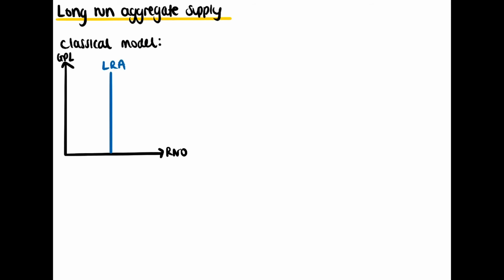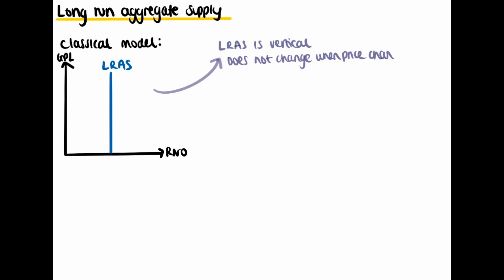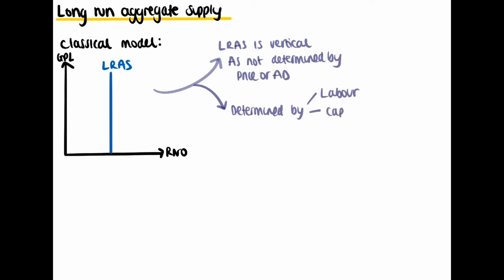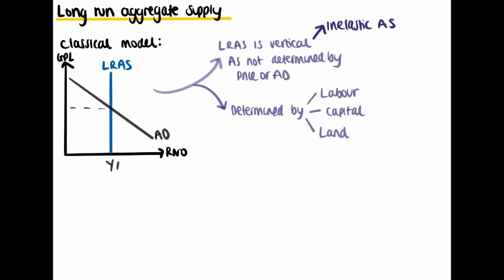We also have the long-run aggregate supply curve, and the classical model shows the curve as vertical, so it's not determined by price or aggregate demand. It's inelastic, meaning it's unresponsive to a change in price. And the classical model shows the economy at Y1, which shows that in the long run it maintains full employment.